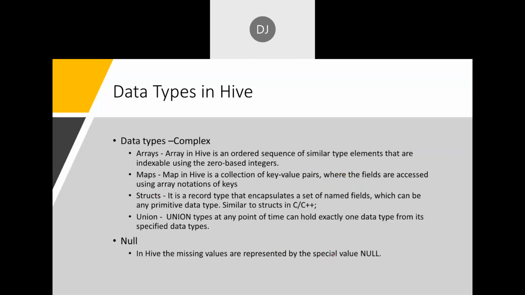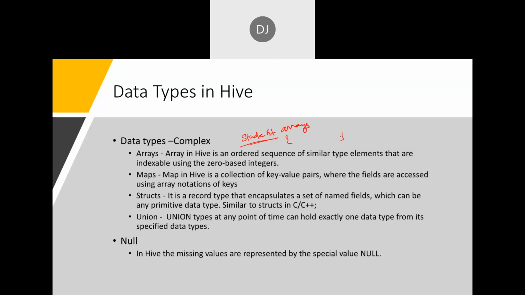And complex data types are like arrays, maps, structures, and union. So arrays in Hive is the ordered sequence of similar types. Say for example, you have a student data and you wanted to store all the information of the student into an array. Okay, that is also possible in Hive. You can mention student as an array data type. This I will show you. Then you can store all the information about the student, name, class, address, and all into the array.